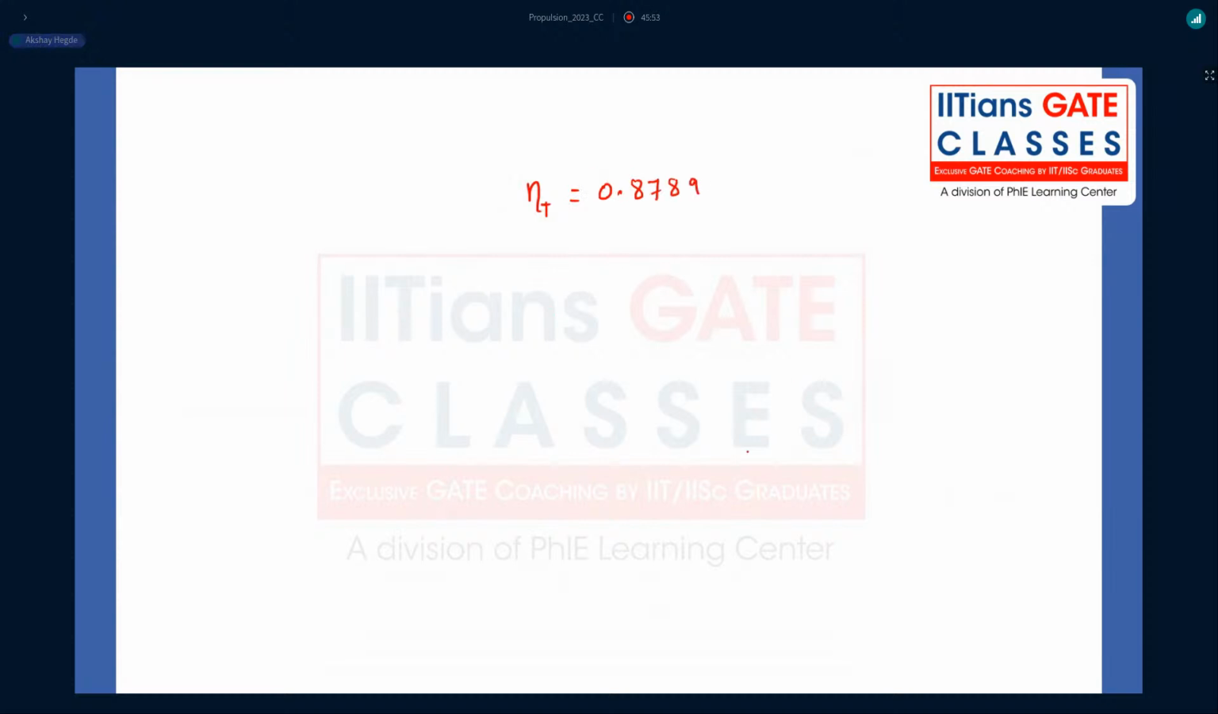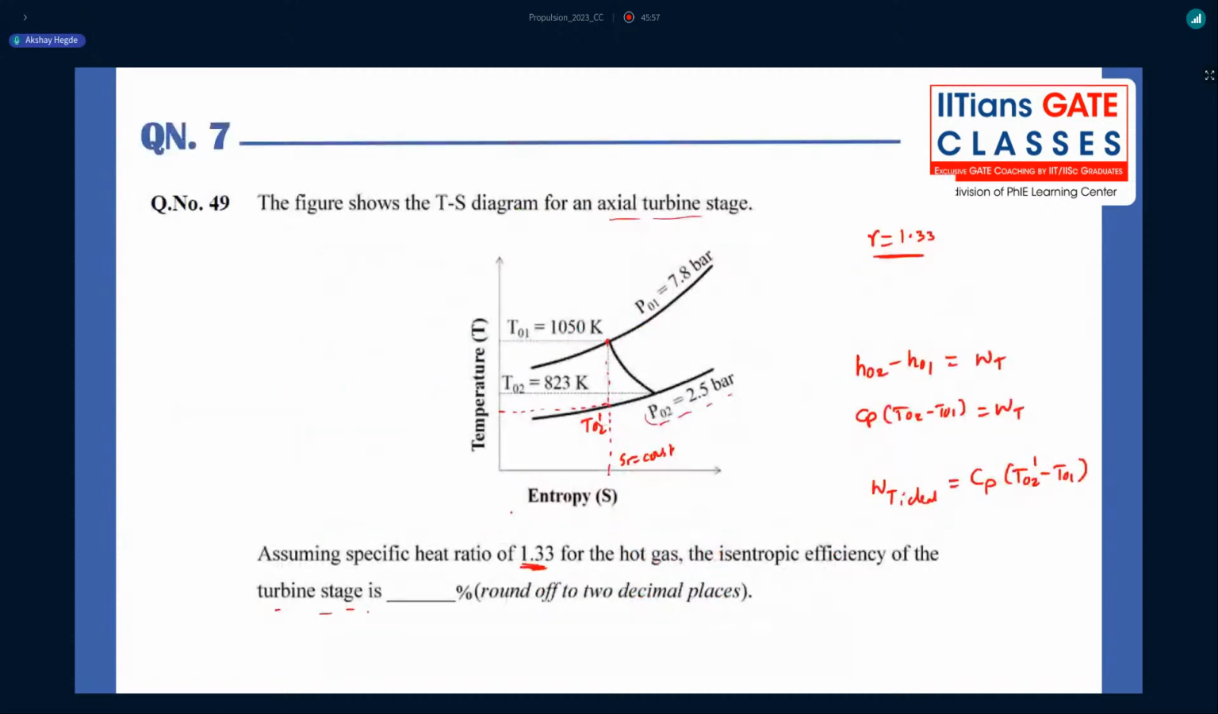0.8789. So again, look back at the question, how it is asked: in percentage and rounding up to 2 decimal places. So that is going to be 87.89 percent. So clear?